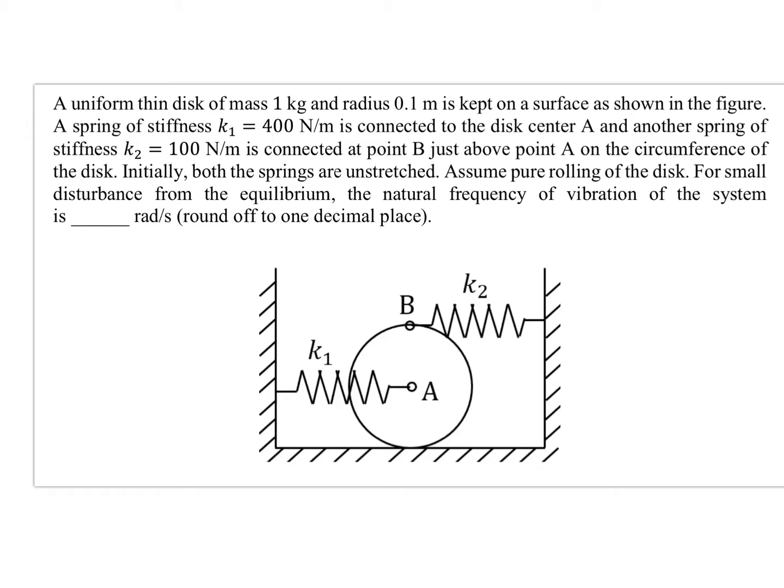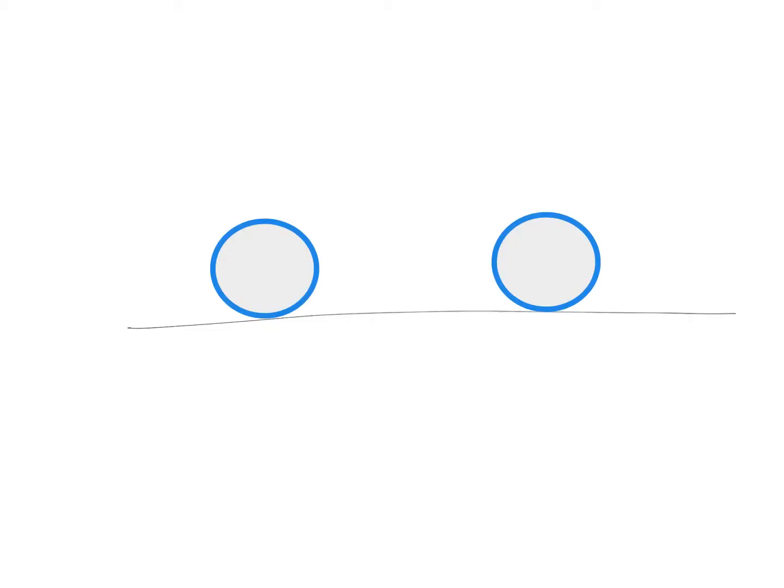If you read the problem very carefully, there is one assumption that is stated within the question. It is here. We can assume that the disk is undergoing pure rolling. So the first question is, what is pure rolling then? I would like to explain to you what is pure rolling with a simple example.